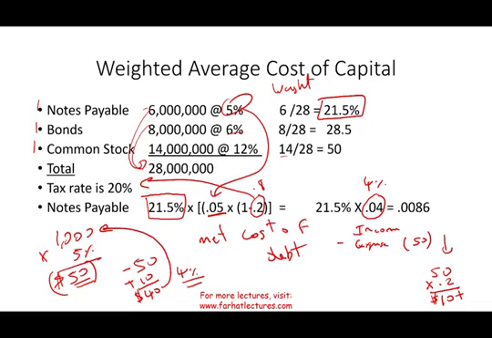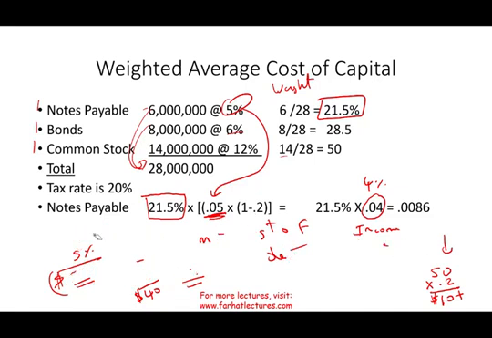Simply put, to go from the interest cost to the net cost, you take the interest cost, which is 5%, and multiply it by 1 minus the tax rate. Whatever that tax rate could be, 0.4, 0.3, 0.25, it doesn't matter. 1 minus the tax rate, you'll get the net cost.